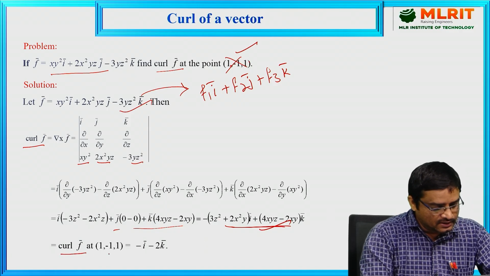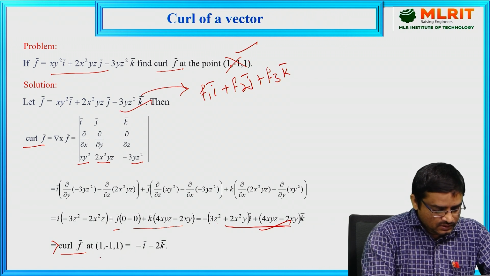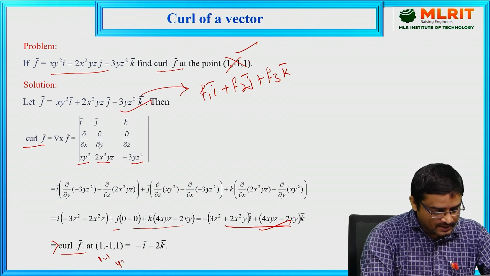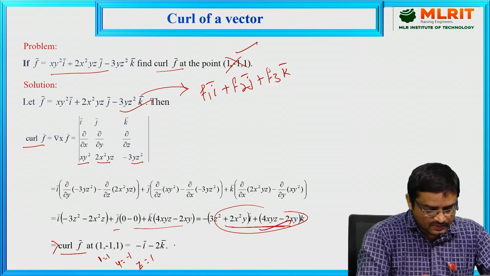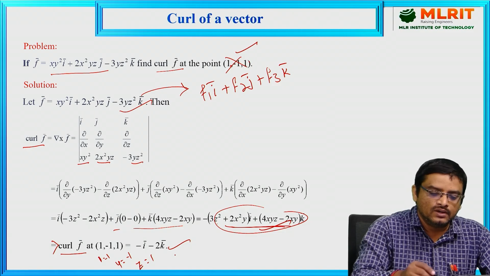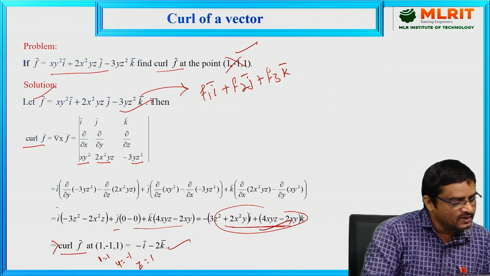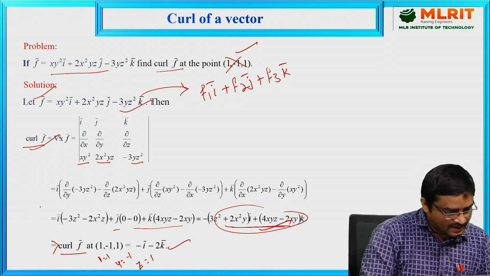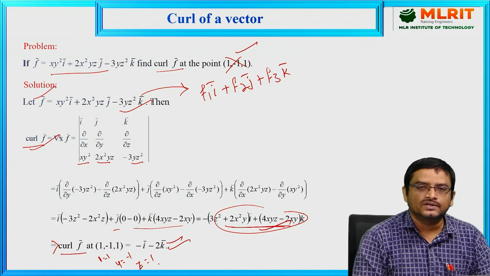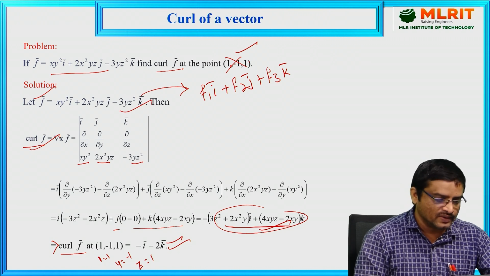So curl F bar at this particular point is given by, put x equal to 1, y equal to -1 and z equal to 1. Substitute these values in this, and we get our required curl F bar value at that particular point. Now if you observe, at the beginning he has given the F bar value, and for this we have applied the curl concept. At the end also we got a vector point function. So whenever we apply the curl for the given vector point function, the final value is also a vector.